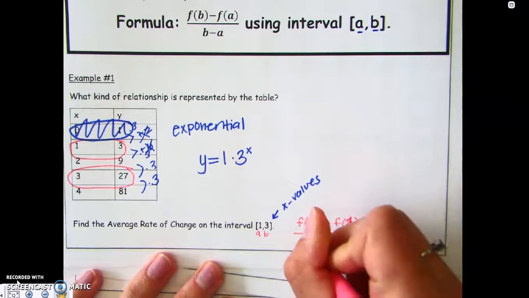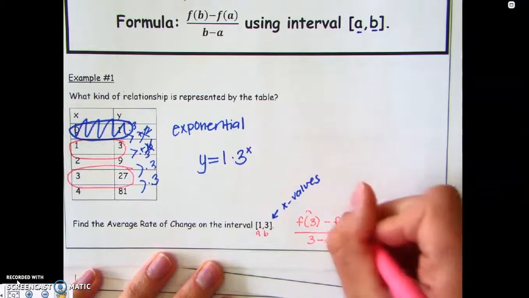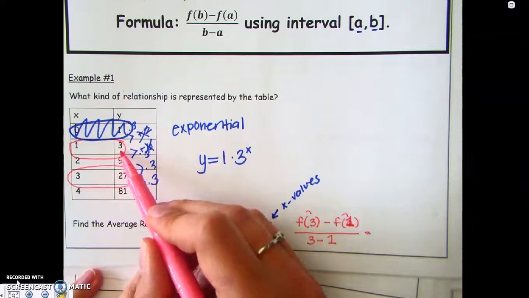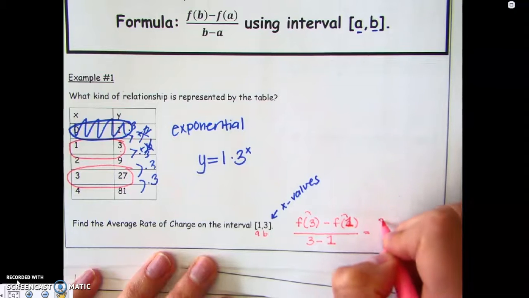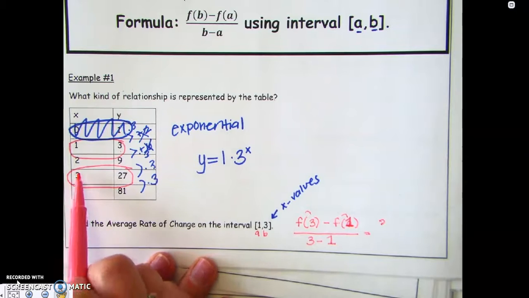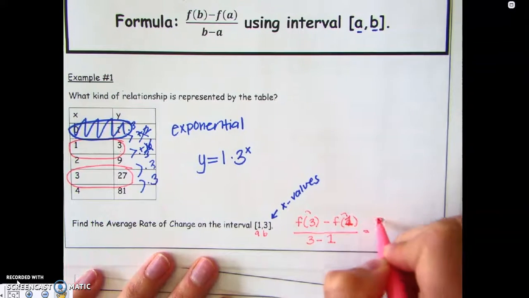Technically, these are the outputs. It wants me to find the outputs at these inputs, right? So my output at 1 is 3. I'm technically doing f of 3, so I'm looking where my input is 3 and I'm looking at my output. So f of 3 is 27.